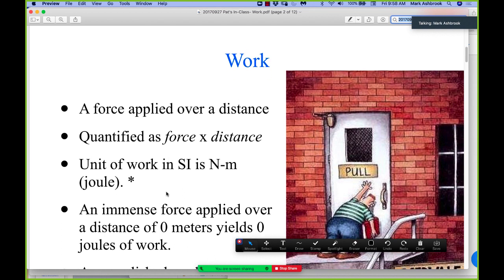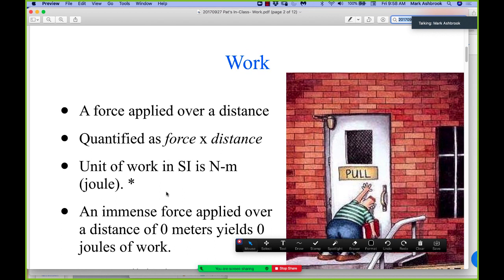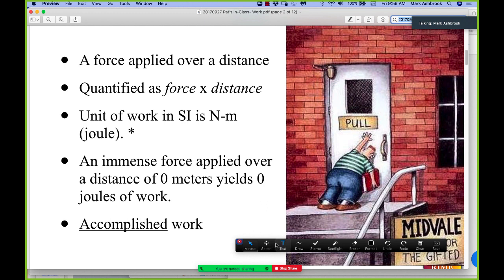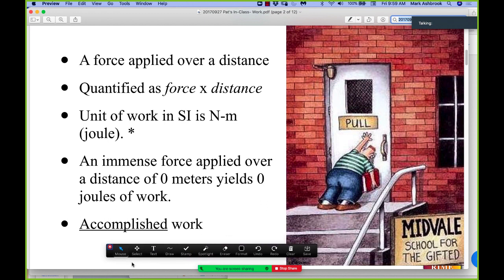Work, like I said, is dependent on moving an object through a distance. So this young man here at the Midvale School for the Gifted is pushing with as much force as he can. How much work is he doing? It doesn't matter how hard he pushes. He can push with 1,000 pounds, 10,000 pounds of force. If there's no displacement of the object, no motion, no movement across a distance, the work is still zero. So he's doing 0 joules of work.